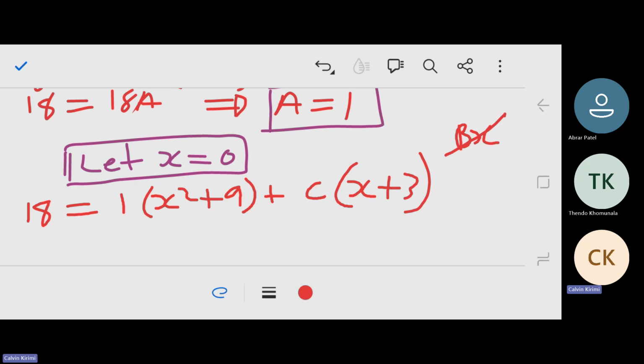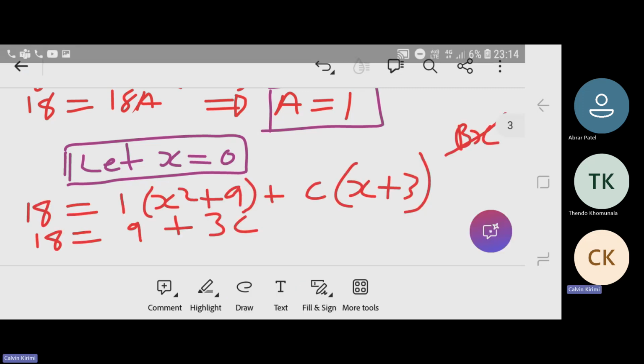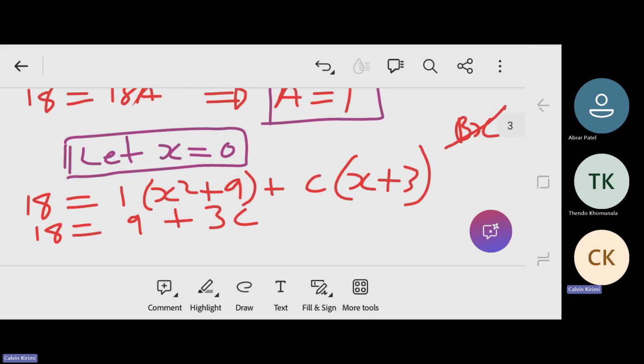So now we can solve with x equals to 0, a is 1. Now we are going to be left with 18 is equal to 9 times 1, 9, plus 3c. So now we can solve for what? We can solve for c. Easy to solve for c now.